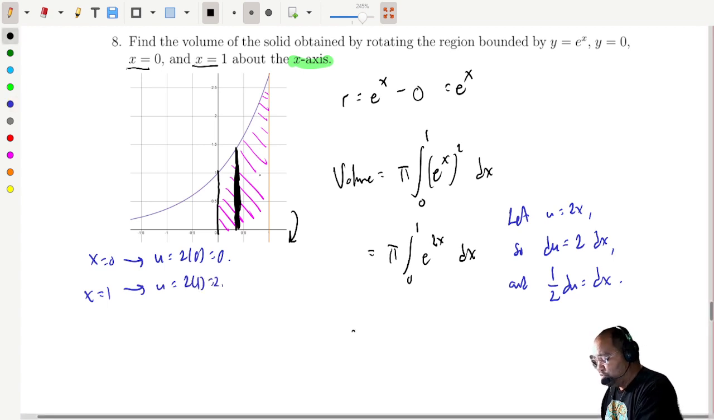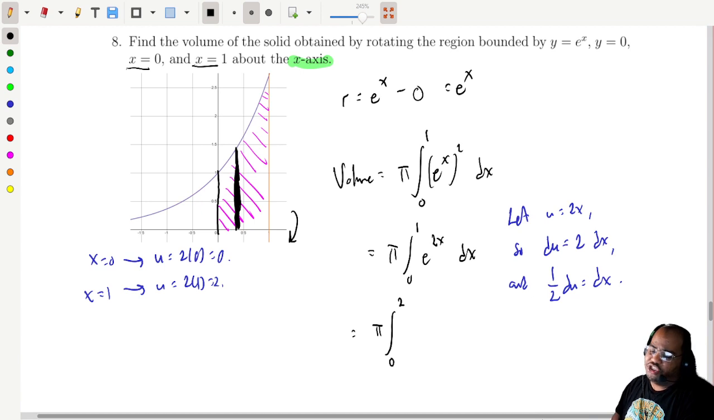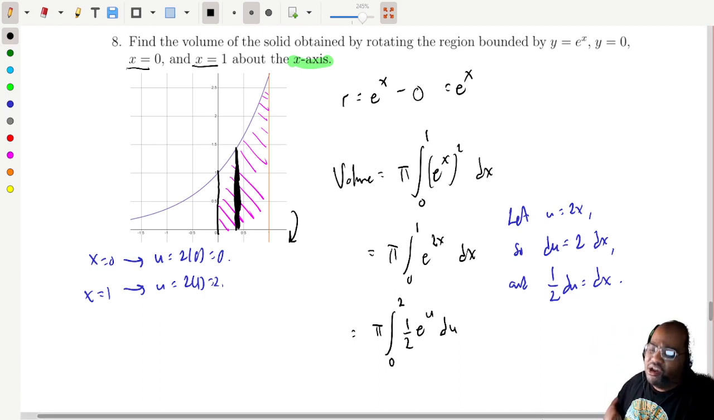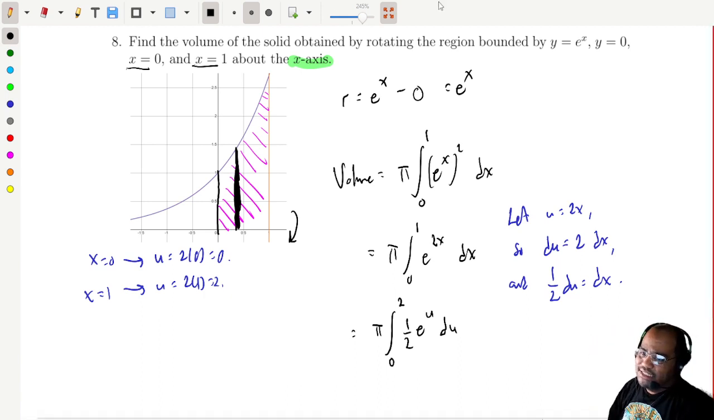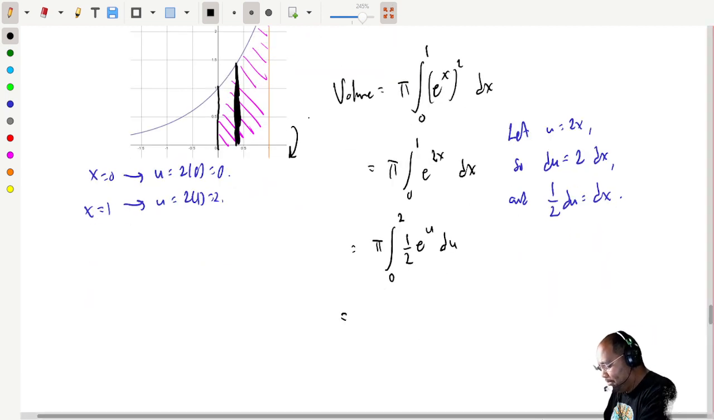So our new integral here of pi times the integral now, instead of 0 to 1, it's 0 to 2. We're changing units here, changing scale. e to the 2x, that's e to the u. Then I have 1/2 du for dx. So 1/2 du. And now I know how to integrate e to the x. It's just itself. So go back here. Pi times 1/2 e to the u.